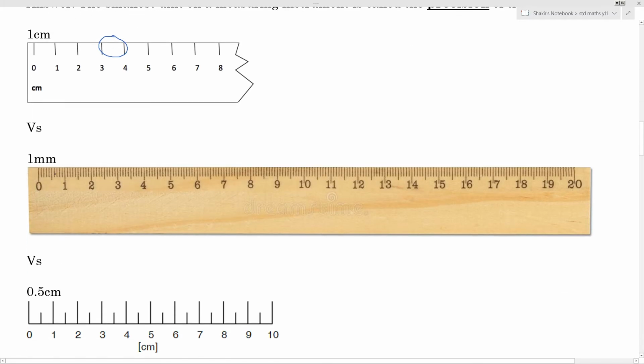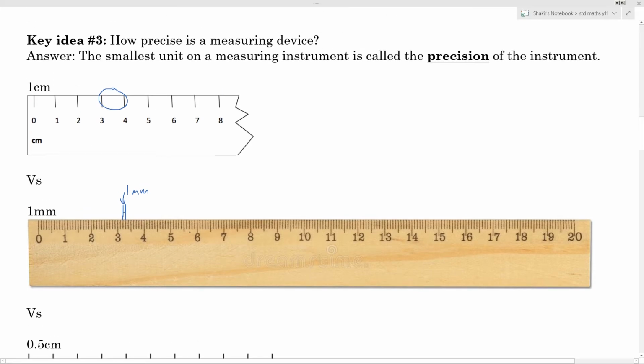Now, if you go over here, the smallest unit on this ruler is 1 millimeter. The distance from there to there, that is 1 millimeter. And so the precision of this ruler is the smallest unit on that ruler, which is 1 millimeter.